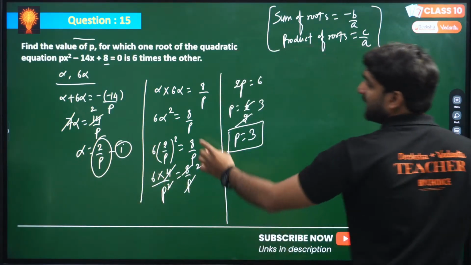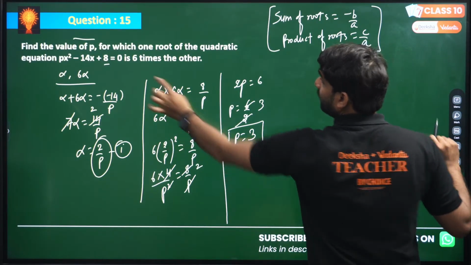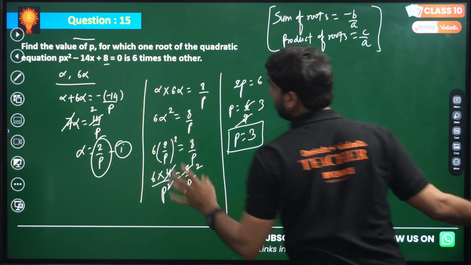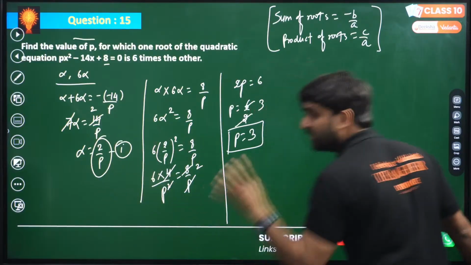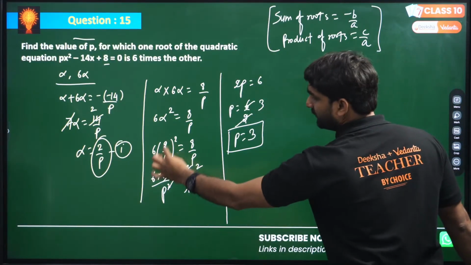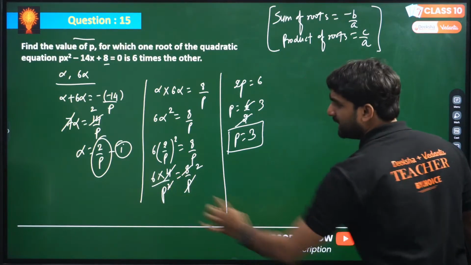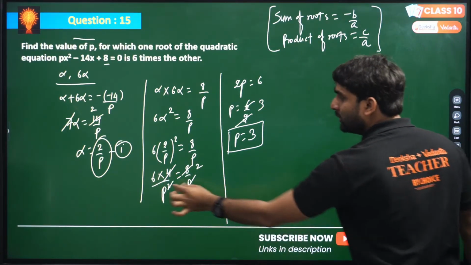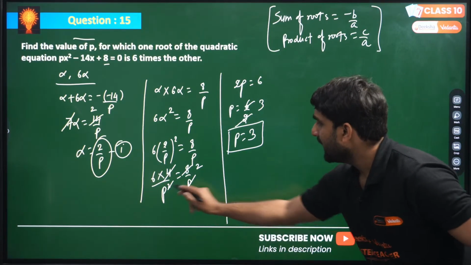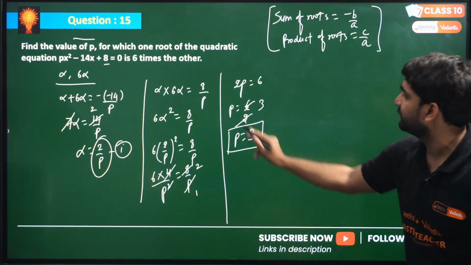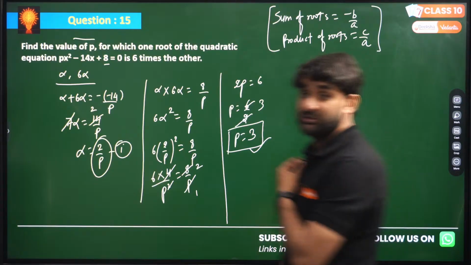Is it clear? Now product of roots, alpha into 6 alpha, so 6 alpha², equals c by a, c is 8, a is p, so 8 by p. Now alpha is replaced by 2 by p, because we want the value of p here. So 2² will be 4 and p². So 1 p is cancelled by 1 p, this 4 cancels 8 by 2, so we have 6 into 1 equals 2p, so 2p equals 6, so we get p equals 3. So these are important questions for you.